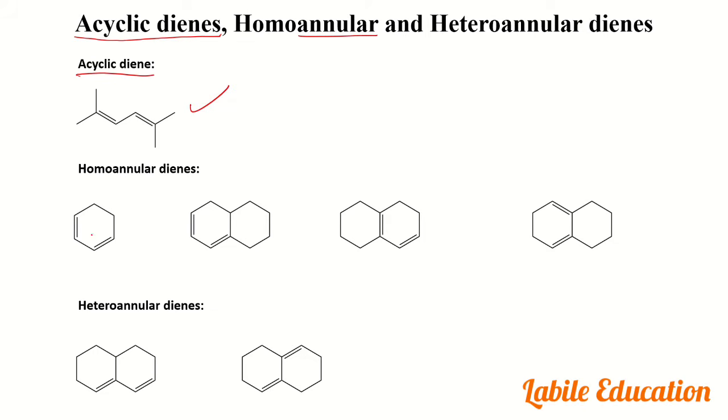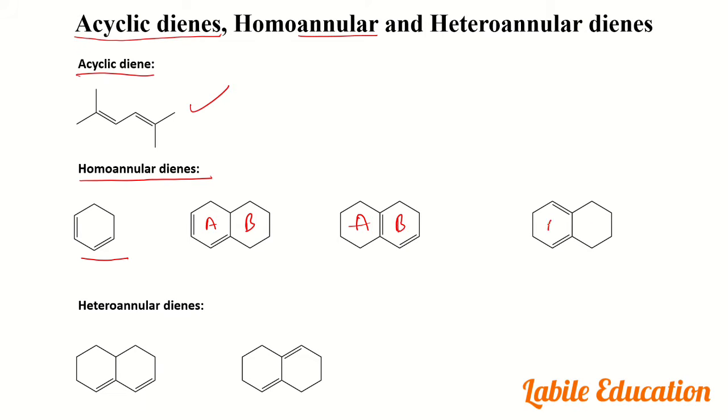So here, if both the double bonds of the diene are part of the same ring, that is called a homoannular diene. There is only one ring and both the double bonds are in the same ring, so that is a homoannular diene. Here there are two rings, suppose A and B, and both the double bonds are in one ring, so that is a homoannular diene. And here also there are two rings, and both the double bonds are part of the second ring. Although this double bond is part of both the rings, the diene system is part of the second ring, that is B. So this is also homoannular.